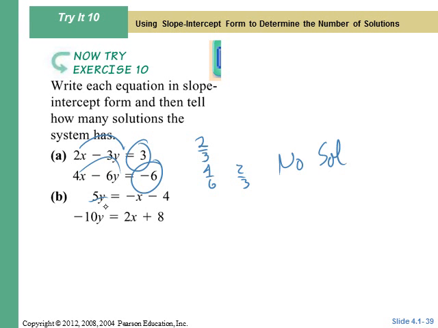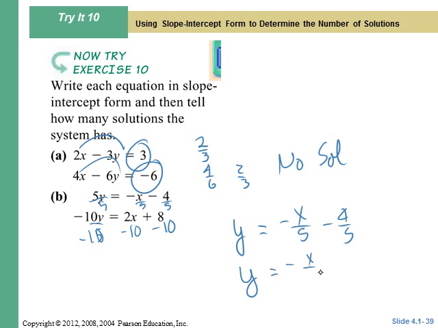Here, divide both sides by 5. Here, divide both sides by negative 10. The first equation becomes y equals negative x over 5 minus 4/5. Second equation becomes y equals negative x over 5 minus 4/5. They are the same equation, so you have an infinite number of solutions.